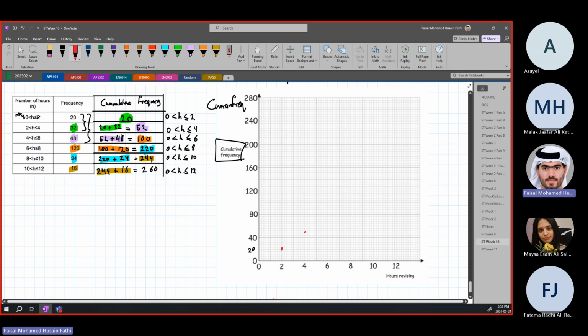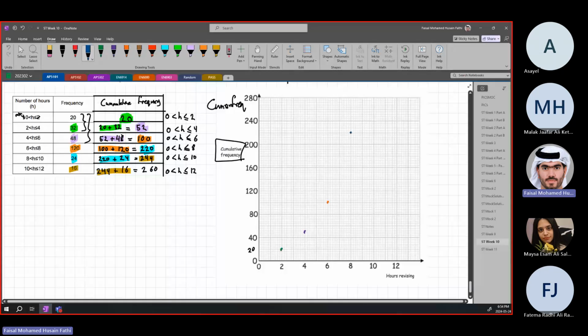Now for the 6, from 0 to 6, it is 100. All right. Just so I can make this a bit more clear. This is the green dot over here. This is the green cumulative frequency we found. This is the purple one we found, the 52 over here at 4. The next one is the orange dot, which is 100, which is over here, and this is going to be at 6. The next one is 220, which is our blue dot, and that's going to be at 8. So 220 is in the middle over here.